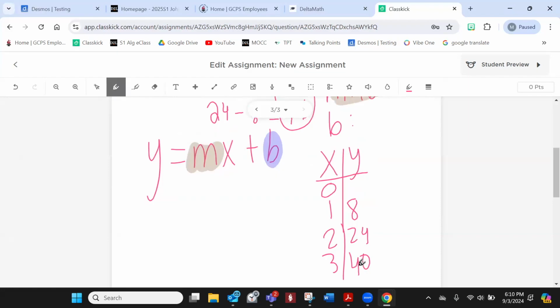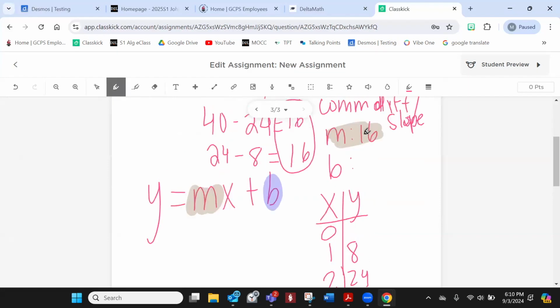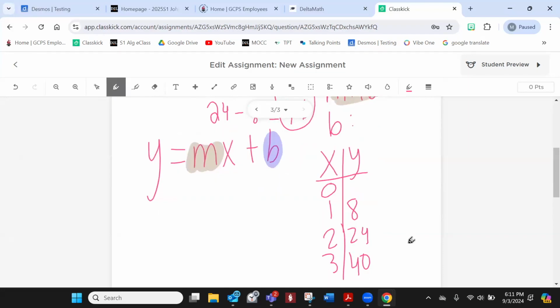All right. So 40 minus 16 gave us 24. So I'm starting at the bottom. 40 minus 16 gave us 24. 24 minus 16 gave us 8. 8 minus 16 gives us negative 8.